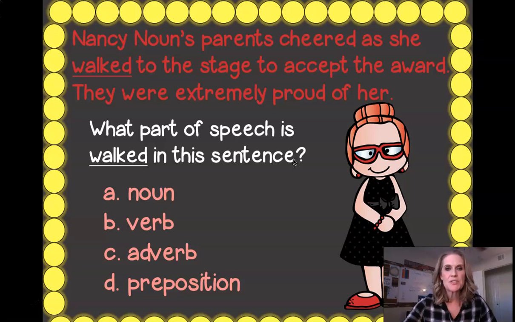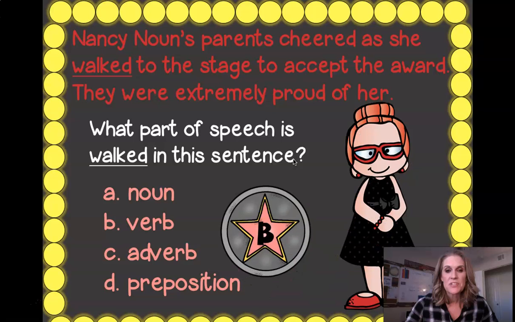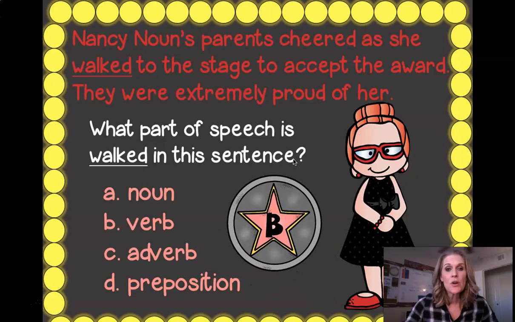What part of speech is walked in this sentence? Is it A, noun, B, verb, C, adverb, or D, preposition? Did you say B? It's a verb, right? Because the word walked is an action.